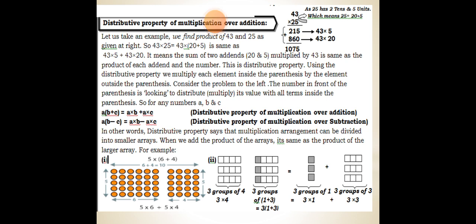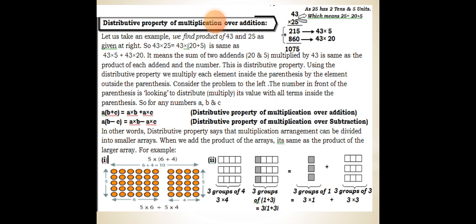Let's just take an example. We find the product of 43 and 25 as given at right. So 43 multiplied by 25 is equal to 43 multiplied by 20 plus 5, which is the same as 43 multiplied by 5 plus 43 multiplied by 20. It means the sum of two addends 20 and 5 multiplied by 43 is the same as the product of each addend with the number. This is the distributive property.